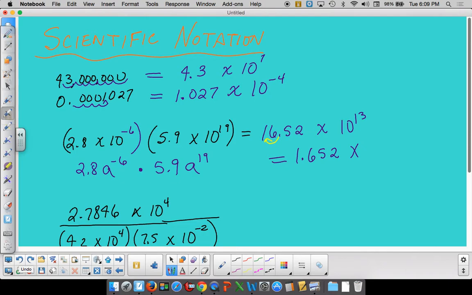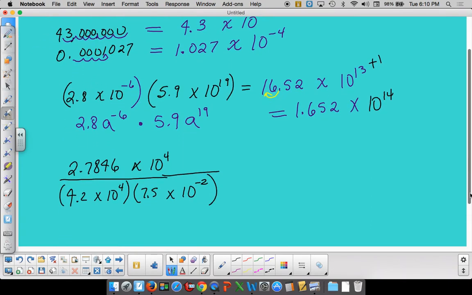Sorry about that. Obviously, that was my phone going off. We're almost done here. So 1.652, I made the number get smaller. I went from 16 to 1.6, so I'm going to make the exponent get bigger. You have to go opposite. So that's going to end up as times 10 to the 14th. So if you make the coefficient out front get smaller, you make the exponent get bigger.